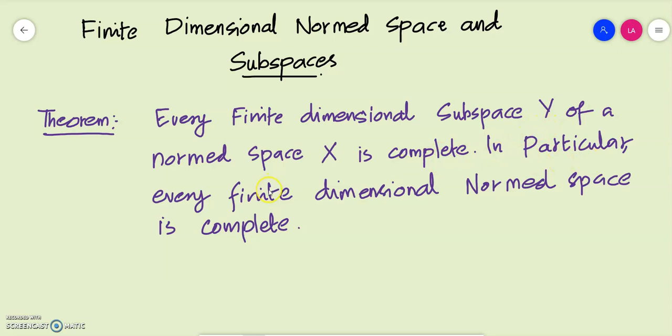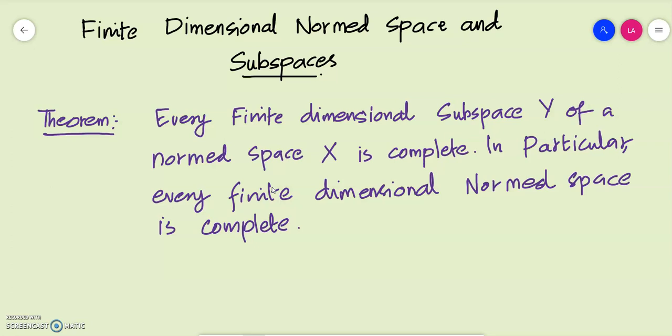And from that we can easily state that every finite dimensional normed space is complete, because every finite dimensional normed space is a subspace of itself. So from the first part of the theorem, every finite dimensional subspace of a normed space is complete, and from that we can establish that every finite dimensional normed space is always complete. This is one of the prime characterizations of finite dimensional normed spaces. So actually every finite dimensional normed space is Banach. This is what this theorem states.